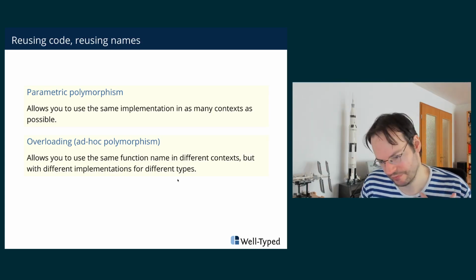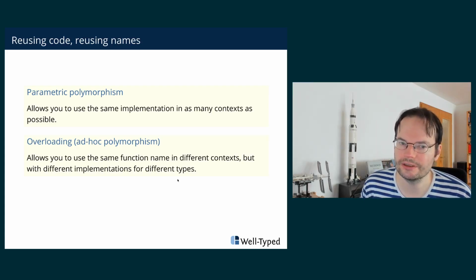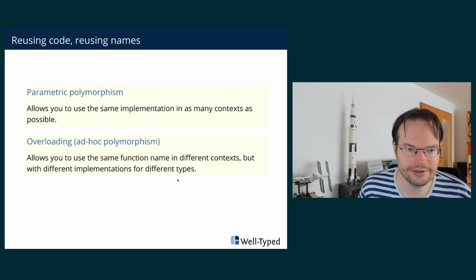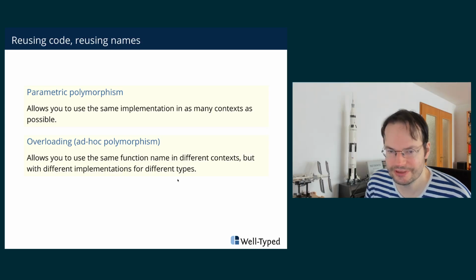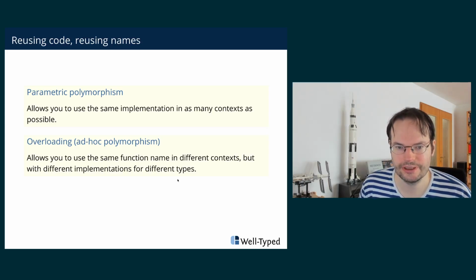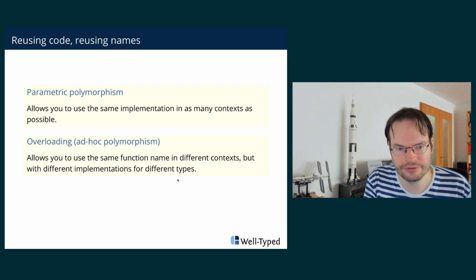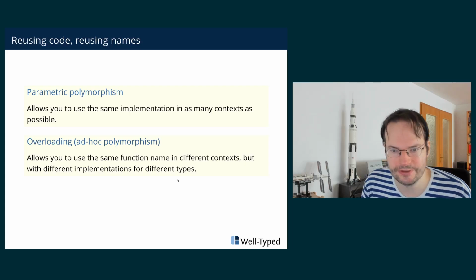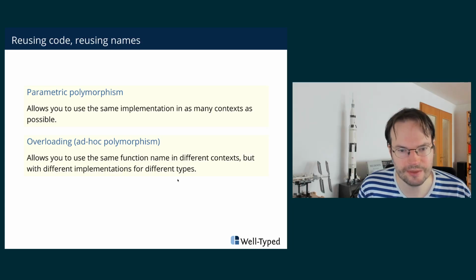So you can replace that choice of a type with a type variable, and there you go, essentially. Right? In contrast, overloading is a little bit different, because at its core, the idea is that the implementation of overloaded functions for different types is different. But you can still use the same function name.